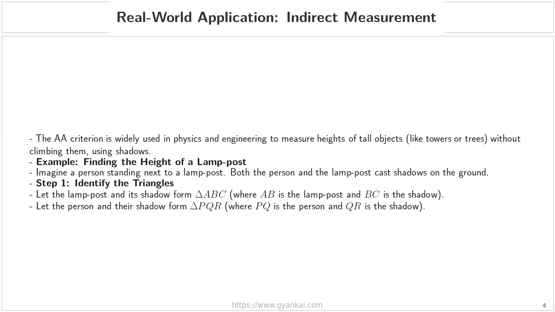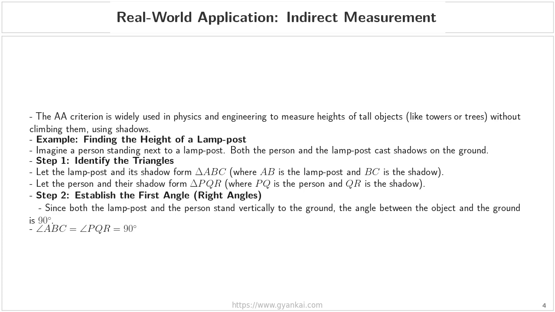Similarly, let's represent the person and their shadow as triangle PQR, where PQ is the person's height and QR is the length of their shadow. Step 2, we need to establish our first pair of equal angles. Since both the lamp post and the person are standing vertically upright, they both form a right angle with the ground. Therefore, angle BCA and angle QRP are both equal to 90 degrees.